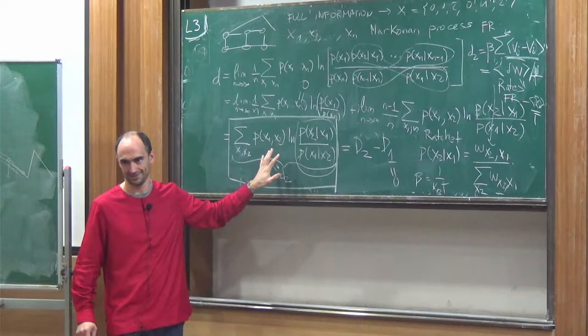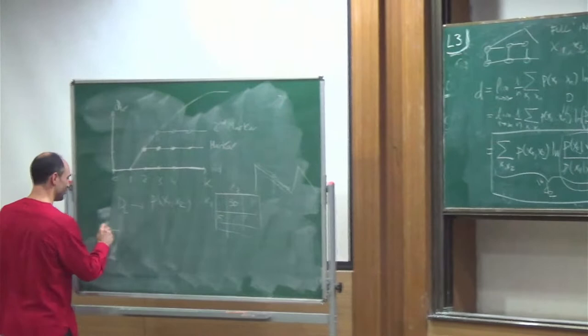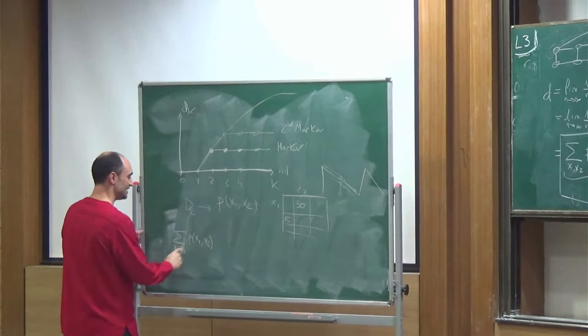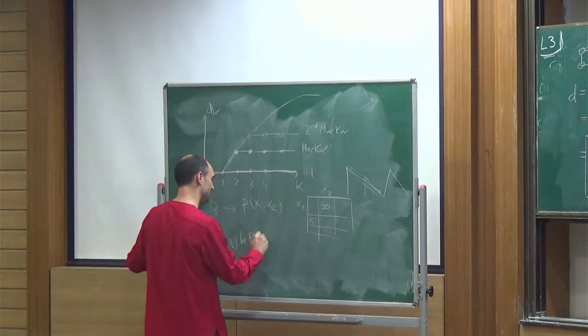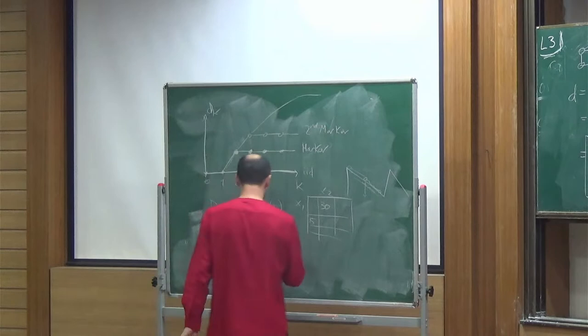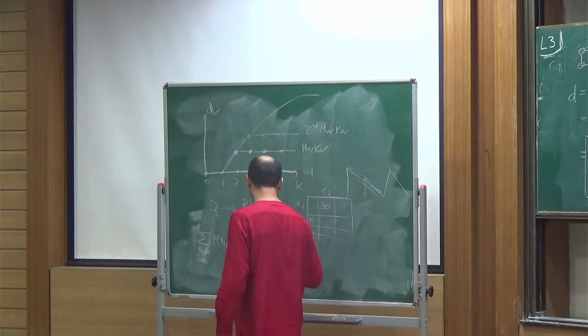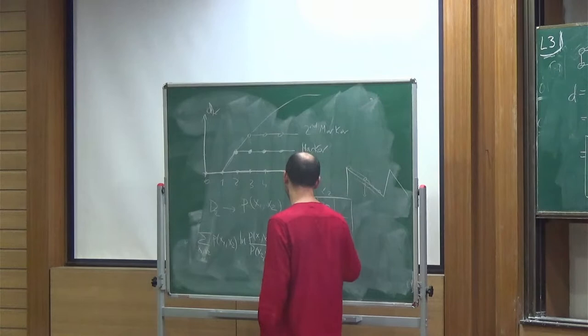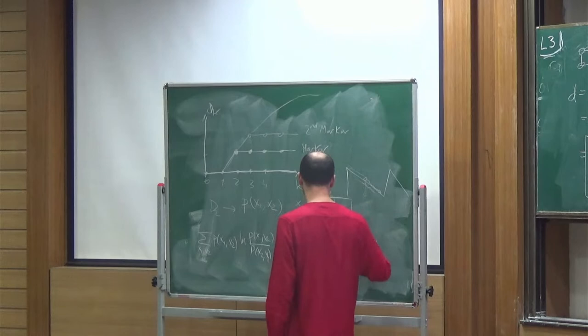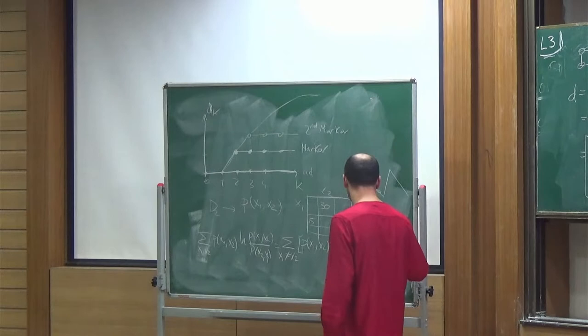So, in essence, when you have the sum over x1, x2 of p(x1, x2), this is the sum of all possibilities of p(x1, x2) log p(x1, x2) over p(x2, x1). You can also write this as the sum over x1 different to x2, and now you put p(x1, x2) minus p(x2, x1), times the log of p(x1, x2) over p(x2, x1). You can also write it like this.